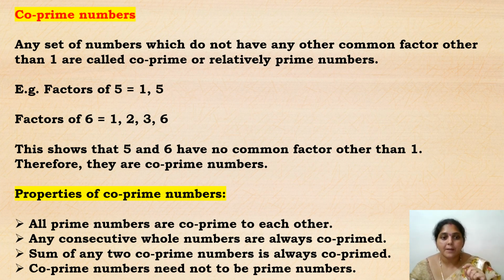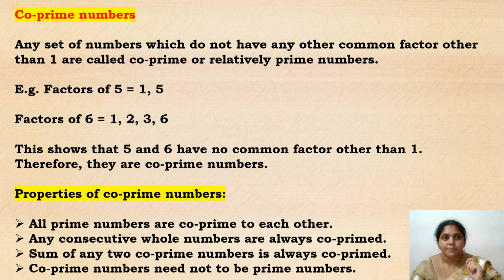What are coprime numbers? Any set of numbers which do not have any common factor other than 1 are called coprime or relative prime numbers. Suppose you are taking two numbers, and in the two numbers you find only the digit 1 as a common factor. That type of numbers are known as coprime numbers.